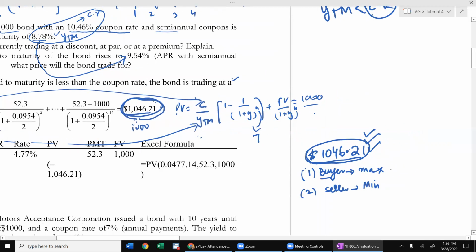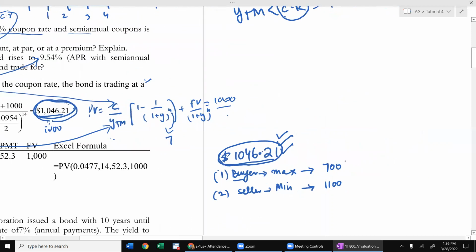Okay. So from a buyer perspective, if the price is 700, and from the seller perspective, if the price is 1100, what would be the situation here? Would the buyer buy that? So first, let's make it 700 for both. Can you tell me, when the market price is 700, will the buyer buy this bond?